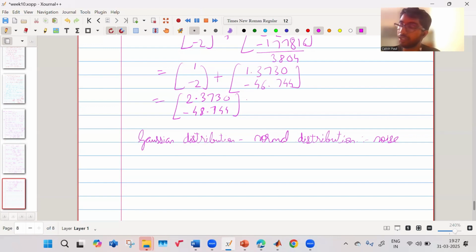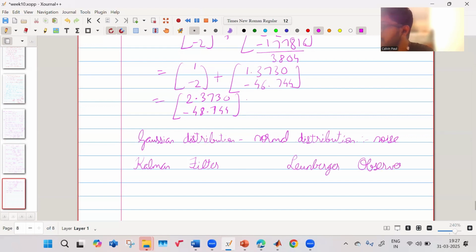What is the difference between the Kalman filter and the Leuenberger observer? So we have the Kalman filter and the Leuenberger observer. Kalman filter's objective is to minimize the error, the square of the error, while the Leuenberger observer is to minimize E of t. This will minimize E of t as t tends to infinity.